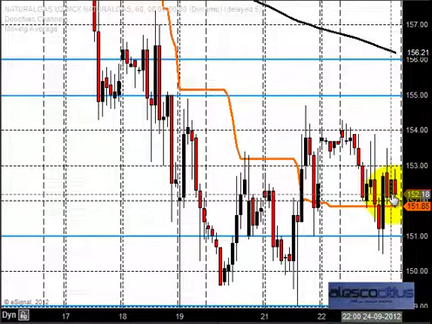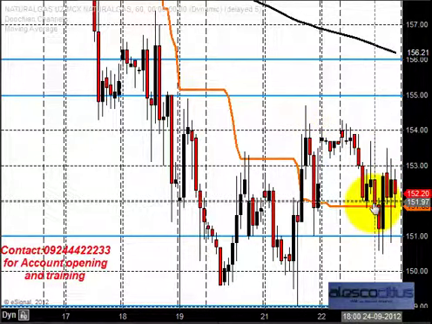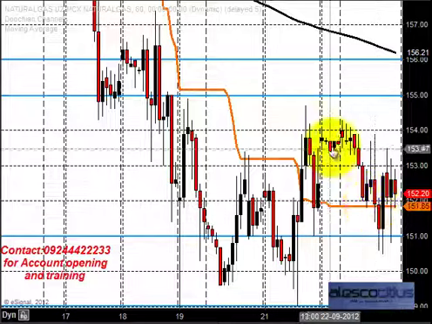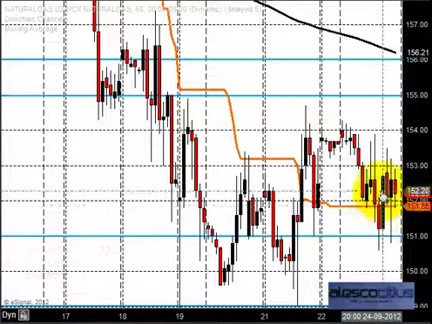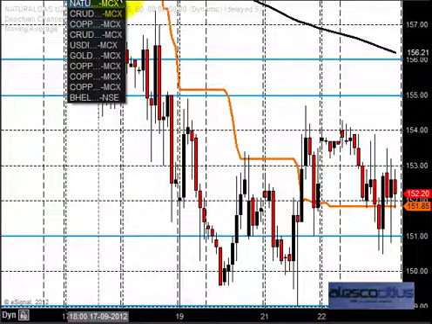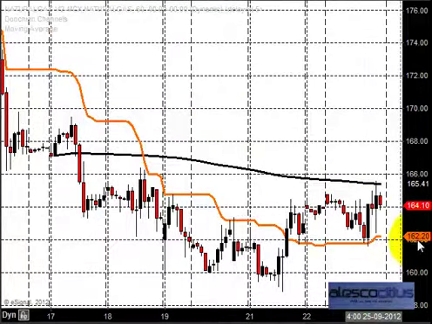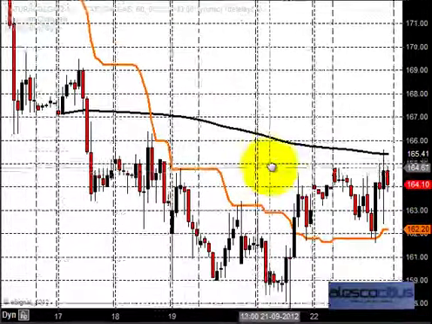The most important thing is that natural gas is going to expire today. Normally when the contract expires, we can see this type of volatility. Now we went with the current contract, and since we are going to move into the next contract, we can see the price action that happened in the next contract.